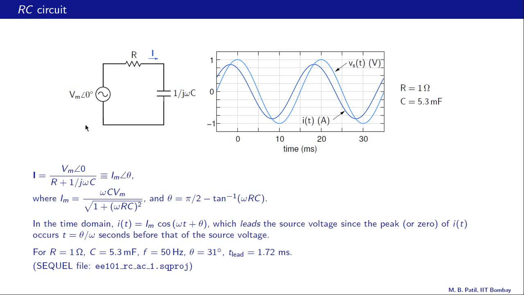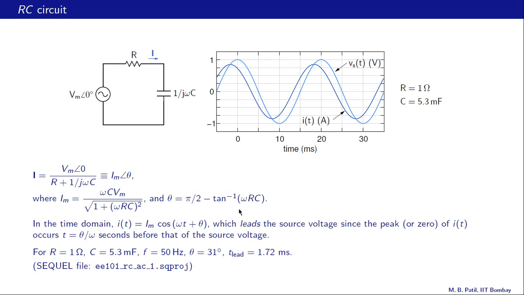Next, let us take an RC circuit, a series RC circuit, and this can be analyzed in exactly the same manner as the RL circuit which we just saw. What do we do in this case? We replace the resistor with its impedance, which is R, the capacitor with its impedance, which is 1 over j omega C, and then we can obtain this current as Vm angle 0 divided by R plus 1 over j omega C. That we write as Im angle theta, where Im is given by this quantity. You should really verify this, and theta is pi by 2 minus tan inverse omega RC.